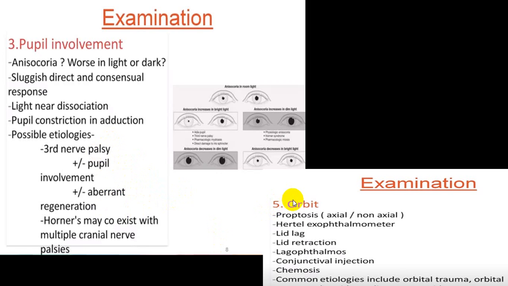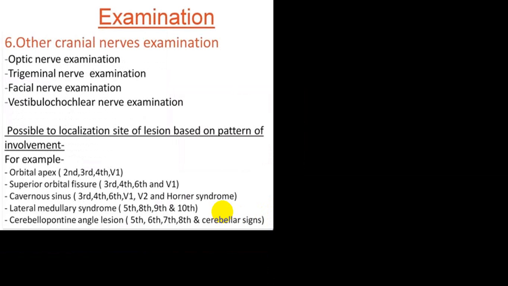As far as the orbital examination is concerned, if there is a proptosis or if there is a lid lag sign, lid retraction, lagophthalmos, etc., chemosis, those will be the signs of thyrotoxic ophthalmopathy. So look for those findings. And then a complete examination for third, fourth and sixth cranial nerve must be done. So that will be the important part. So good CNS examination including third, fourth and sixth cranial nerve examination is a must.